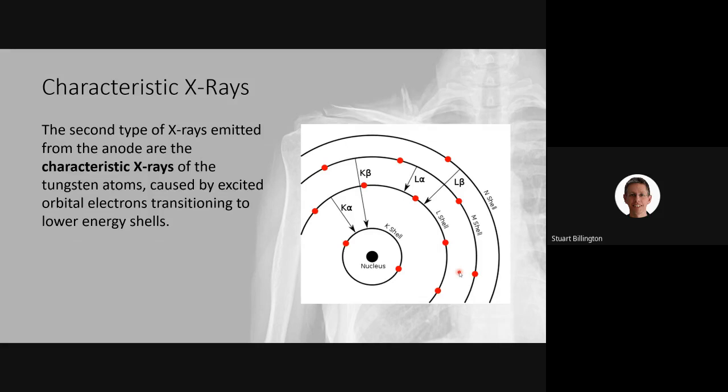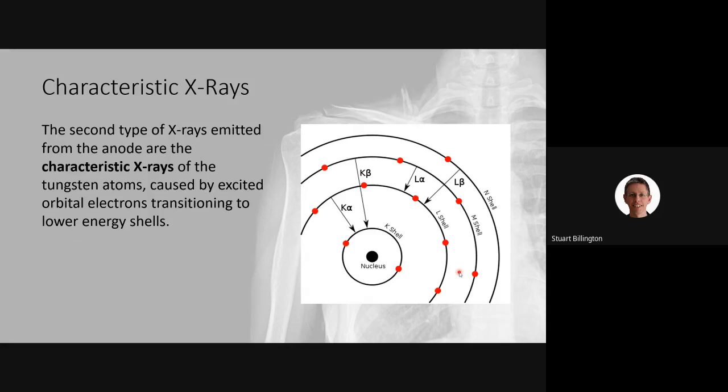There are only a finite number of pairings. It can be considerable in a large atom like tungsten, but there are only a finite number of these values of hf that can be produced. And so whereas the Bremsstrahlung was a continuous spectrum that could produce any value of frequency and any energy of photon, these types of X-rays are known as characteristic X-rays because they are characteristic of the tungsten. They are matched to the pairs of shells that the electrons in a tungsten atom occupy, and there are only so many pairs of shells.